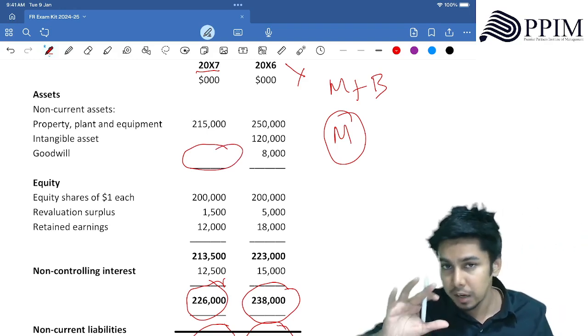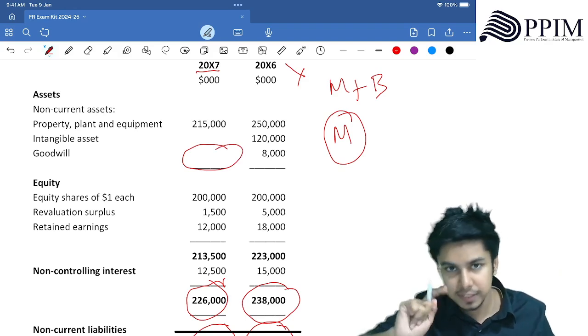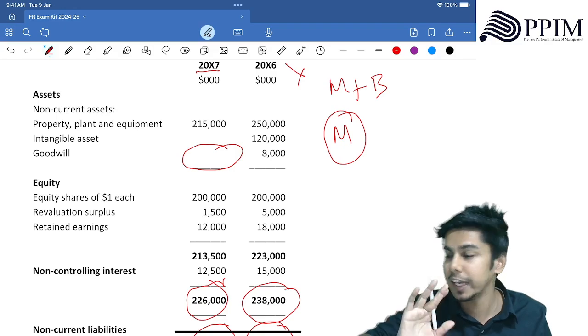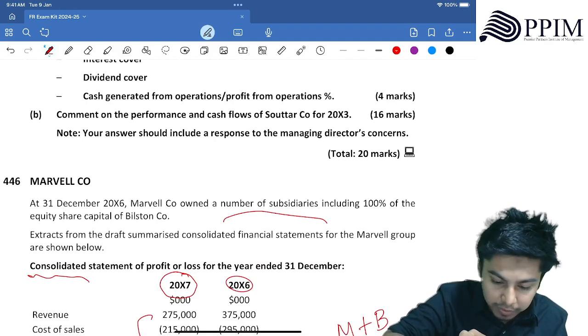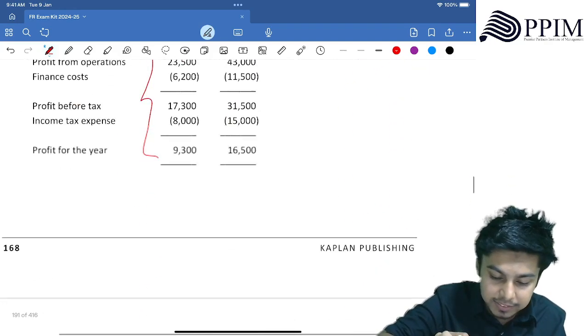Guys, see, Marvel Group, do they have only one subsidiary? No, they have many subsidiaries. How do I know that? Guys, they are telling us over here. See, Marvel is a business organization that has a number of subsidiaries. Guys, now look at this.